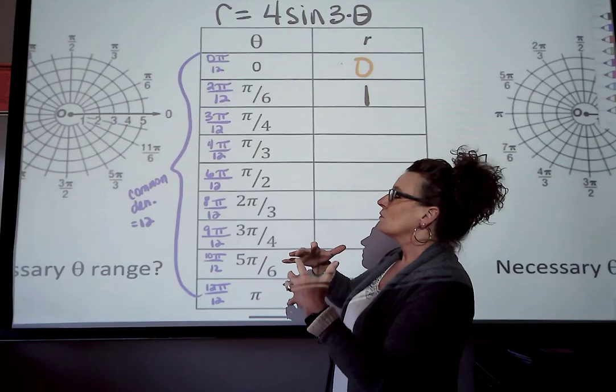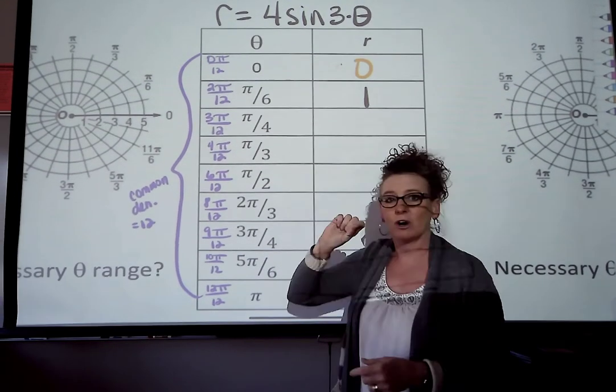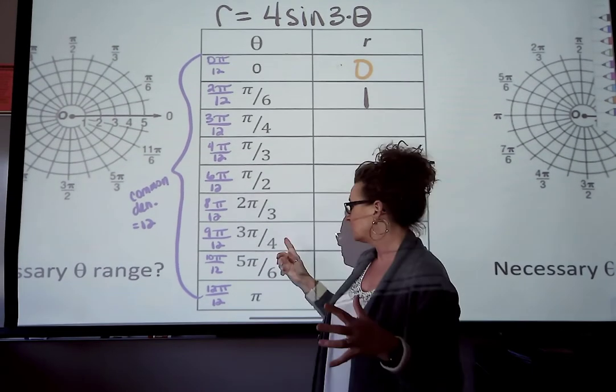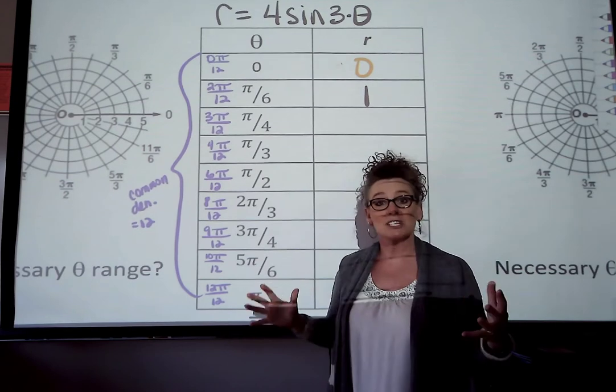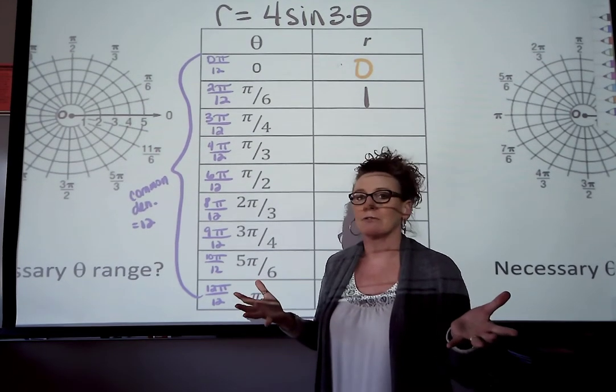So here's what we're going to do. We're going to look at all of these denominators and we're going to figure out what is the lowest common denominator out of everything that's showing. A 2 and a 4 and a 3 and a 6. Lowest common denominator that all of them go into evenly? 12.